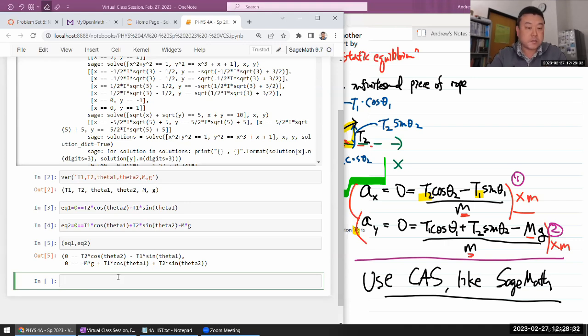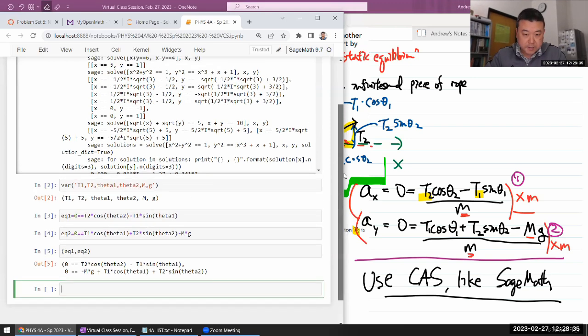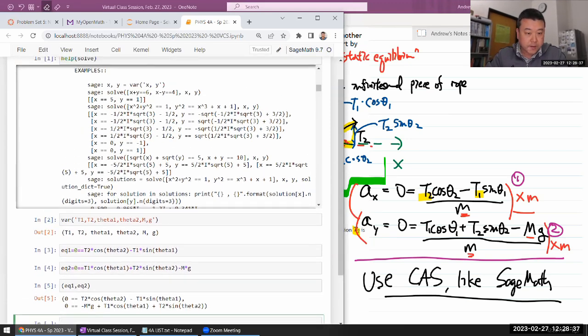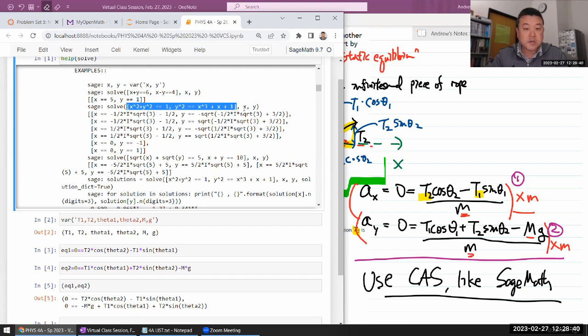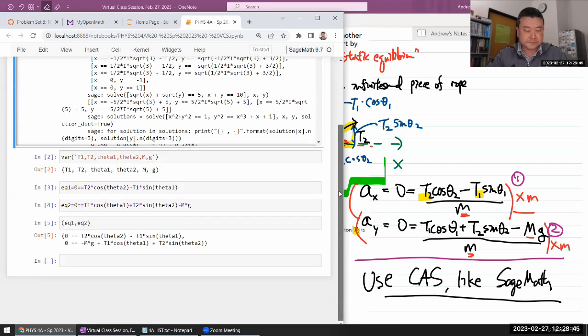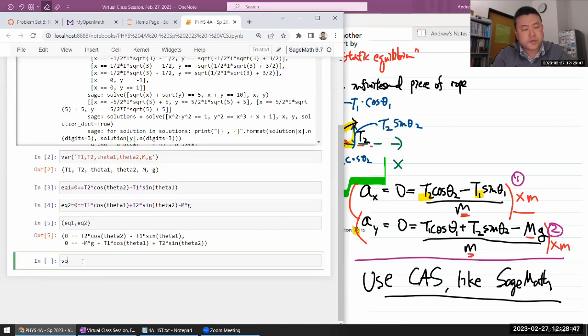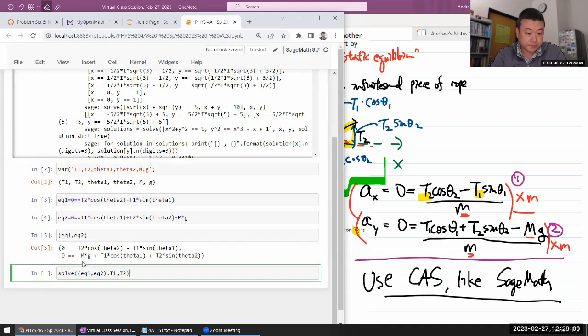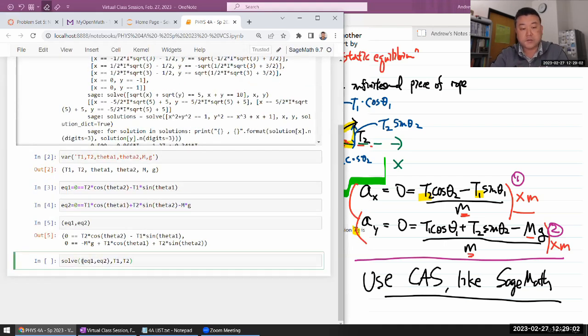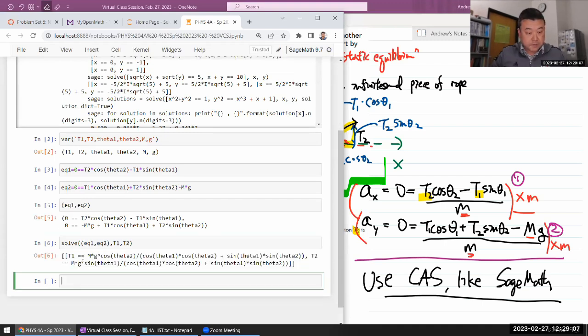Okay. So with the solve, you can see the syntax in the example here. It's a solve, then the system of equations, and then the variables to solve for. When you do that, SageMath will assume that all the other variables are known quantities. So I'm going to have this system of equations, and I'm going to solve for T1 and T2. It'll assume theta 1, theta 2, M and G are all known.